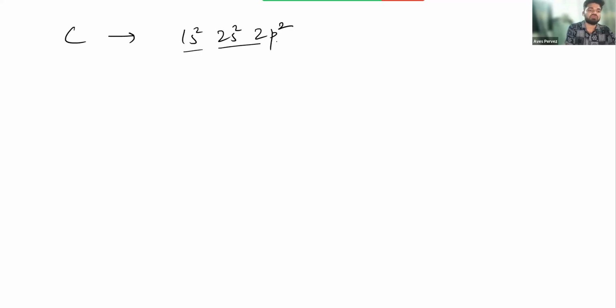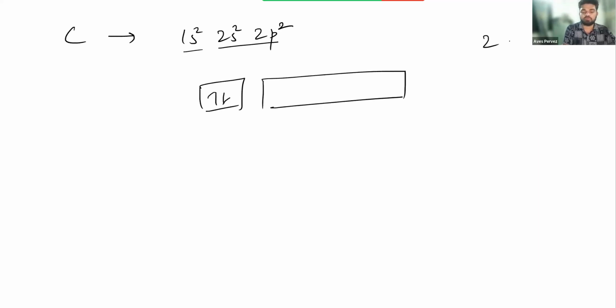So 2,4. Yes, 2,4 here. So this is going to have 2 electrons here, and since carbon is of the second period, it cannot have covalency more than 4. Here it is going to have 2 unpaired electrons. But when carbon comes into the excited state, an electron from 2s2 will jump to the 2p and form this. Now it has 4 unpaired electrons.